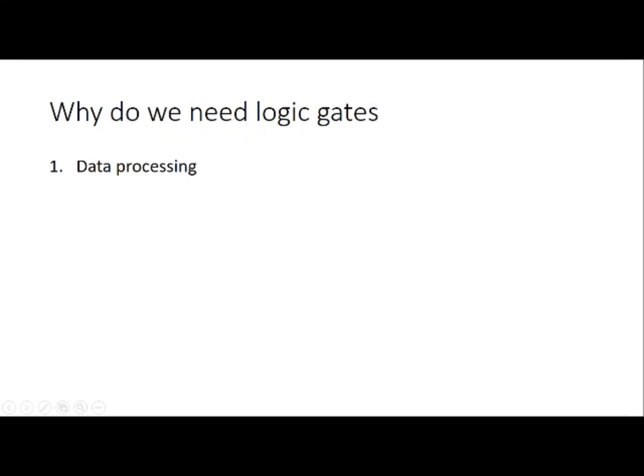Today we are going to learn about logic gates. Today we will learn about the basic logic gates, which will be the AND gate, OR gate and NOT gate. So we will learn today in detail about the AND gate, OR gate and NOT gate. We need logic gates for data processing, signal processing, automation, which is used in robotics. So for this purpose we need to learn about logic gates.